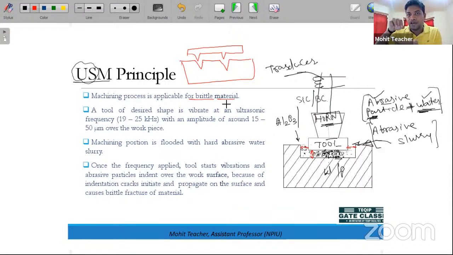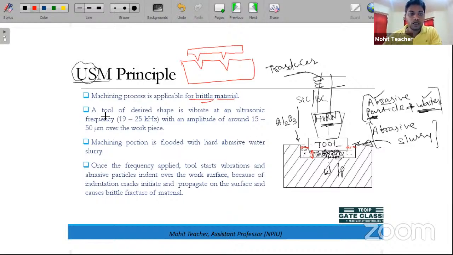If it is a vibration, just think of a rubber eraser. If you just keep the abrasive particles on that and keep hammering on it, it will try to indent it, but it will not remove material from the eraser. So that is basically the concept. This process is not applicable for ductile material, it is only applicable for brittle material. Please keep this in mind.